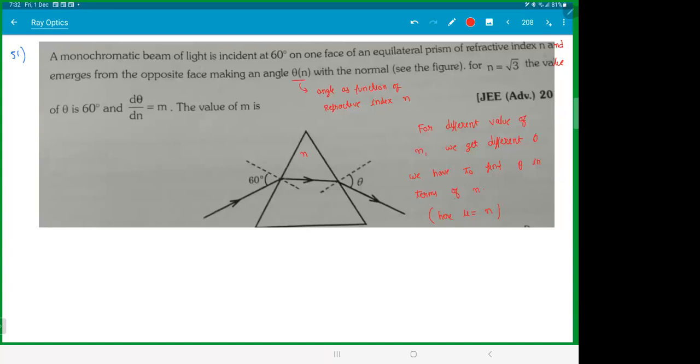Think for a minute how to do, then I'll show you. Basically indirectly the question asked, find d theta by dn when n is √3. The language itself was a little weird. It was weird, but technically it is right.